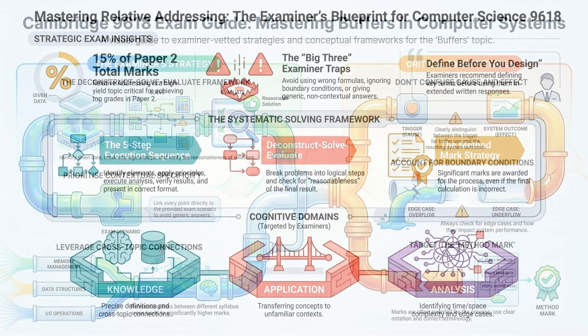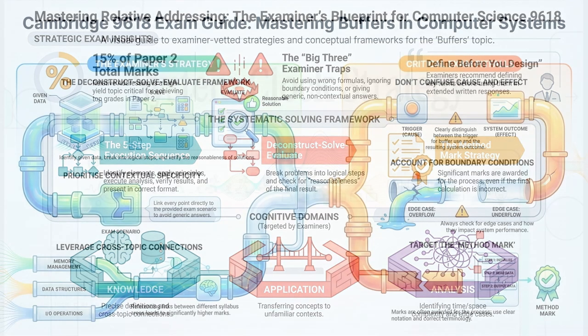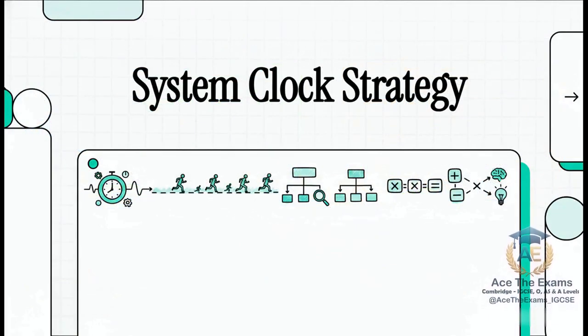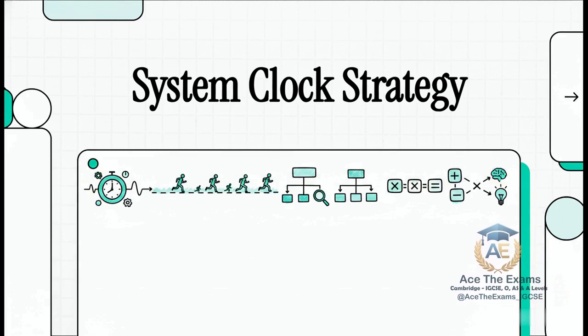Okay, let's dive right into this. Welcome to today's explainer, where we are absolutely mastering the ultimate exam strategy for the Cambridge AS and A-Level Computer Science 9618 syllabus. Specifically, we are tackling a beast of a topic, the system clock.